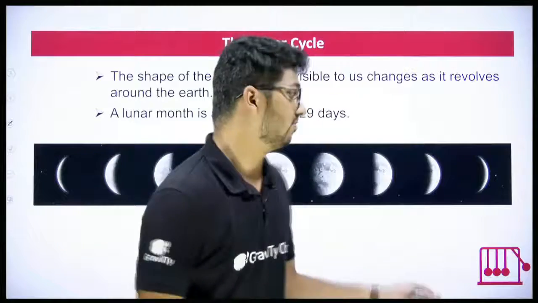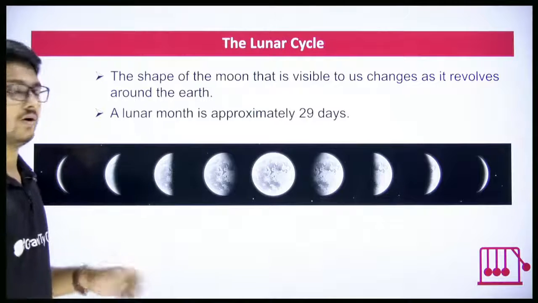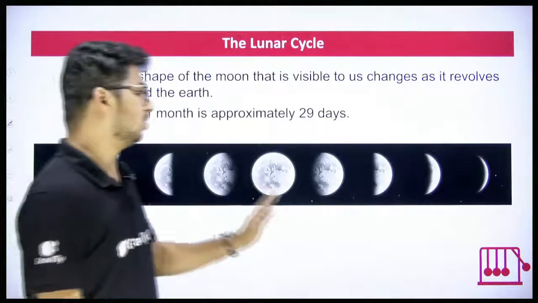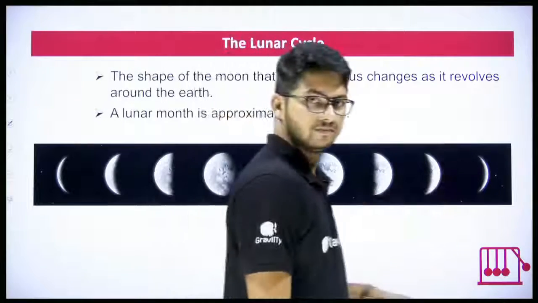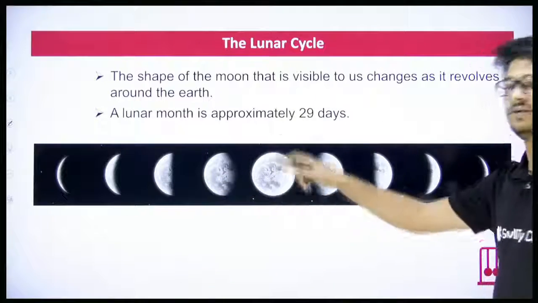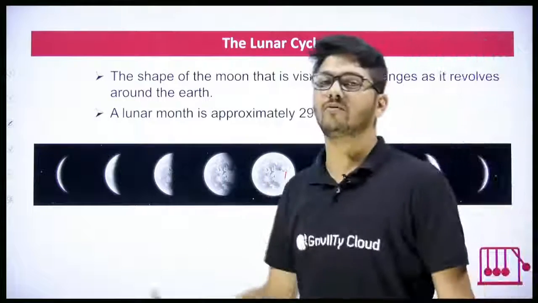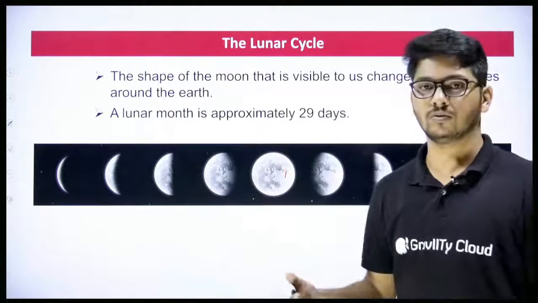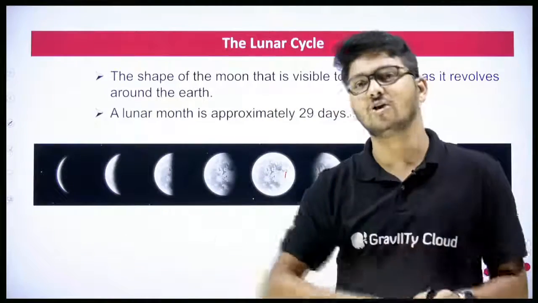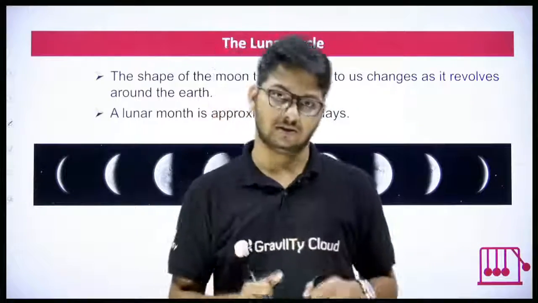And what is the specialty of moon? If you look at the image, the shape of the moon that is visible to us keeps on changing. You can clearly see. Yes or no? The shape of the moon. This is what? A full moon. It keeps on changing. So from new moon to full moon and again a new moon. Or from one full moon to the other full moon. Or from one new moon to the other new moon. What is that? We call it a lunar month.